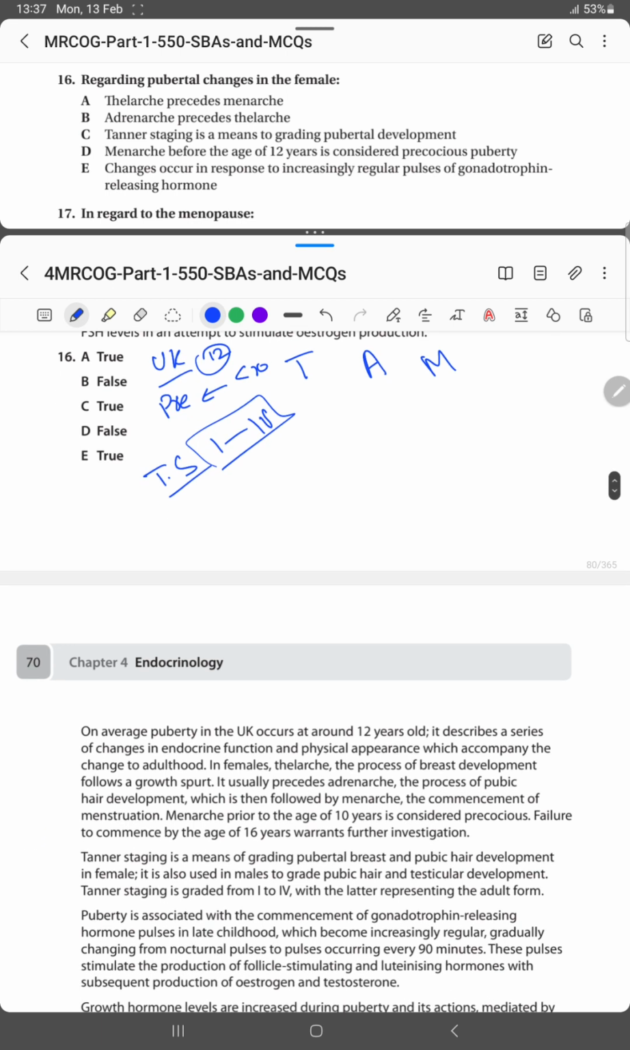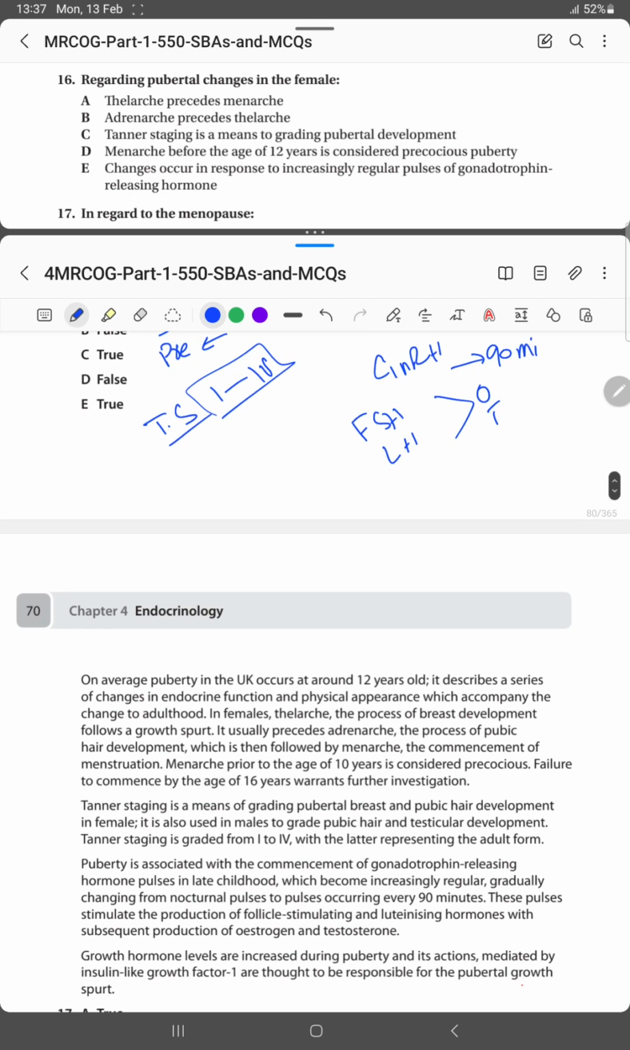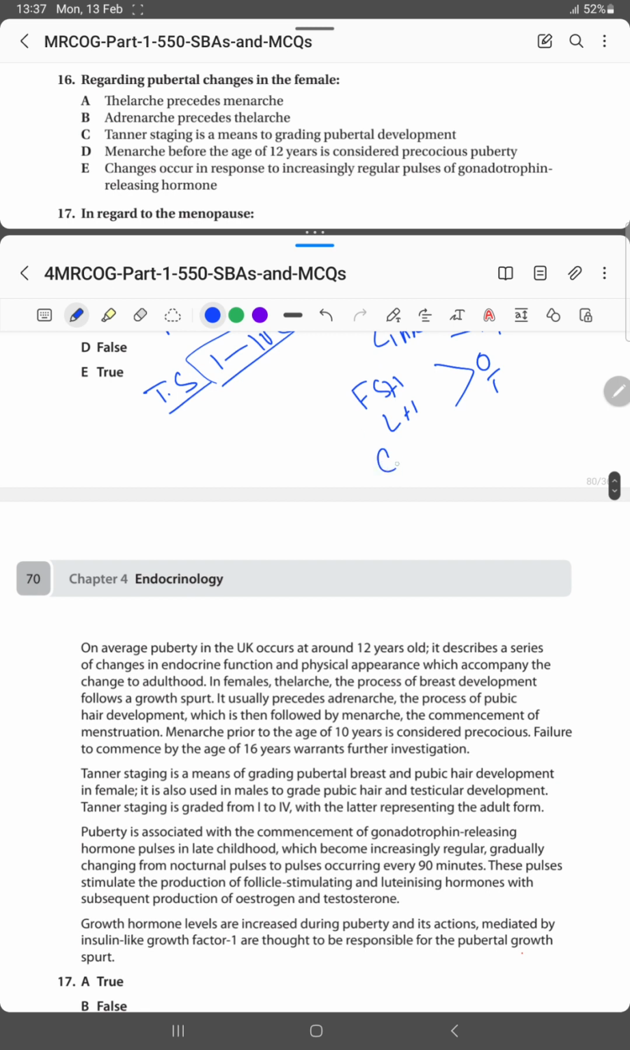And puberty is associated with the commencement of the gonadotrophin releasing hormones. These gonadotrophin releasing hormones pulse in the late childhood, which become increasingly regular and gradually change from the nocturnal pulses to the pulses occurring every 90 minutes. And these pulses stimulate the production of the follicle stimulating hormone as well as the luteinizing hormone, with the subsequent production of the estrogen and testosterone. And growth hormone levels also increase during the puberty, mediated by the insulin like growth factor, and thought to be responsible for the pubertal growth spurt.